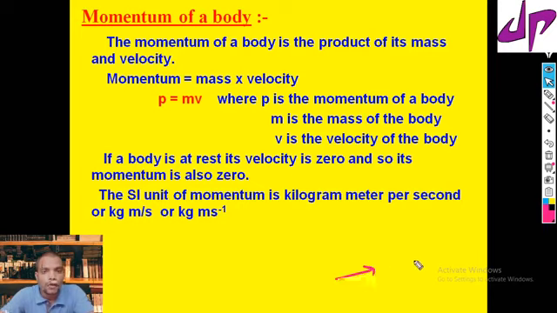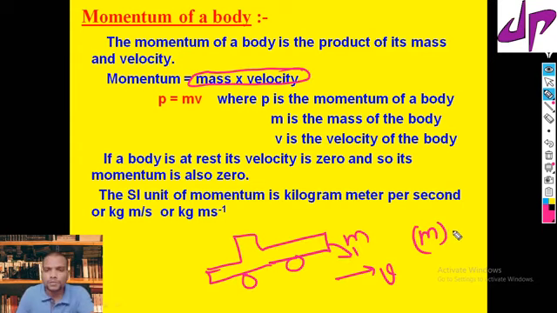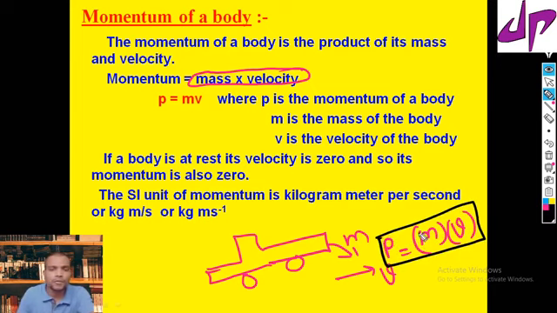Is moving with a velocity. If you multiply mass times velocity, we will get a new quantity, which we call momentum. So momentum is nothing but the product of mass and velocity.